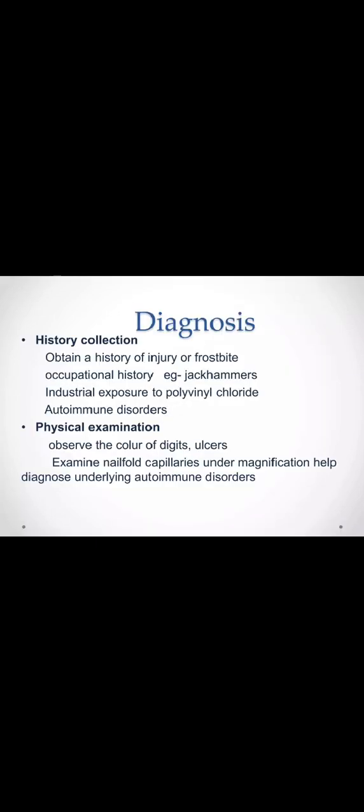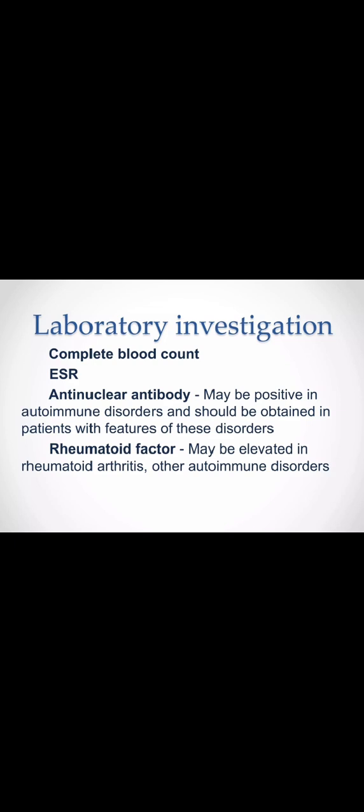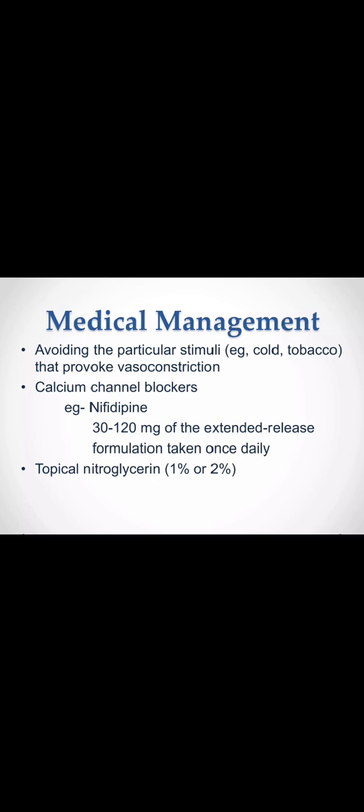Diagnostic measures include history collection and physical examination. While collecting history, we need to obtain a history of injury or frostbite, obtain occupational history, industrial exposure to polyvinyl chloride, and whether the person has any other autoimmune disorders. While doing the physical examination, observe the color changes of the digits and the presence of ulcers. Examining the nail fold capillaries under magnification helps diagnose underlying autoimmune disorders. Laboratory investigations include complete blood count, ESR, anti-nuclear antibody, and rheumatoid factors.